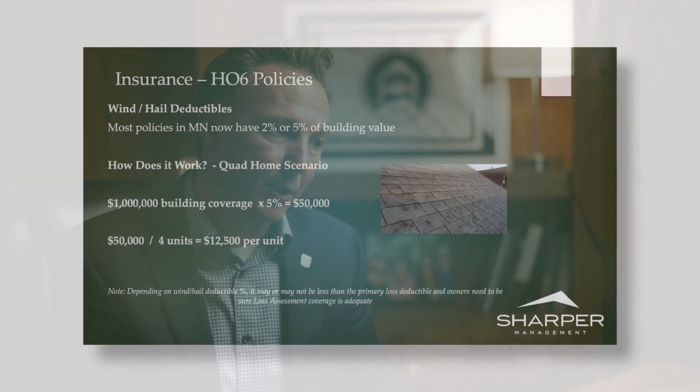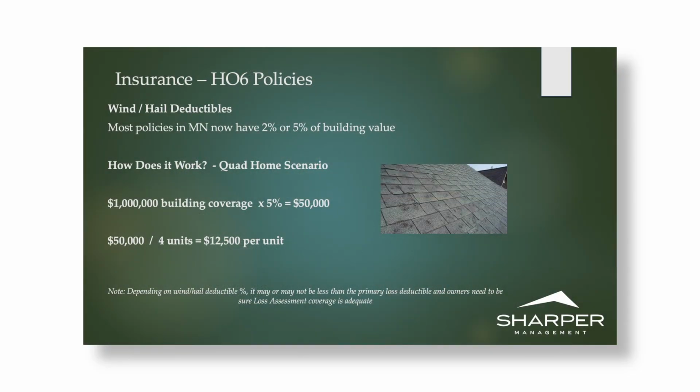Again, like we talked about earlier, you assess the homeowners. In this case, it's a quad home community, so you would take that $50,000, divide it by 4, and each homeowner in that quad home would be assessed $12,500 that they would turn into their HO6 policy. Their HO6 agents cut us a check and we're made whole. It's important to understand how that works, because as these wind hail deductibles continue to increase, it's becoming more and more imperative that homeowners understand what that deductible is so that they can adjust their HO6 policies accordingly.